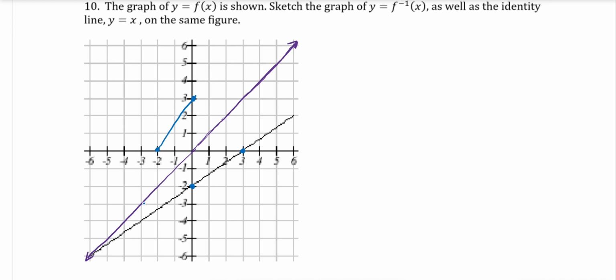And so we go down 3 over 2, down 3 over 2. And we extend this line over 2 up 3. And there we have it. And this shows a nice reflection over the line y equals x.